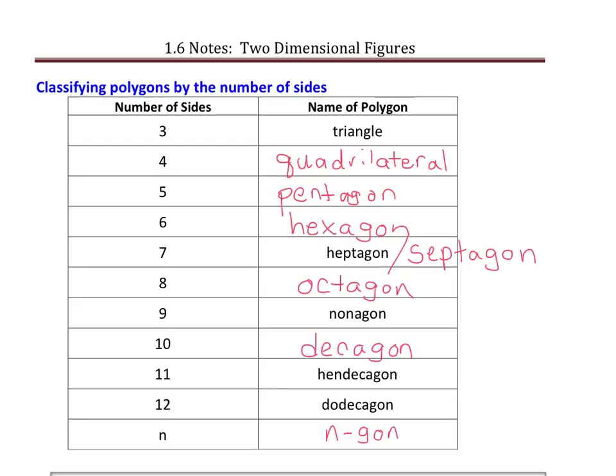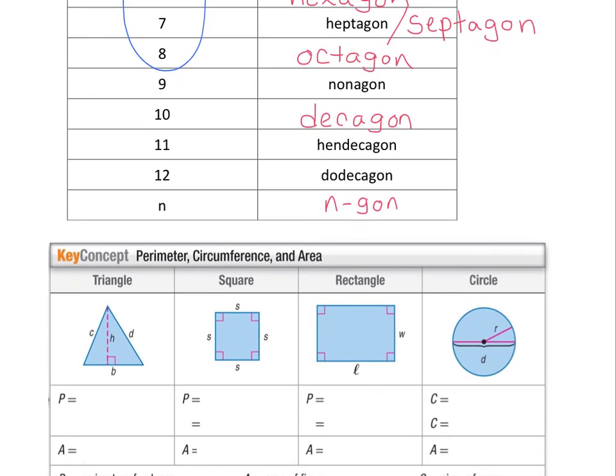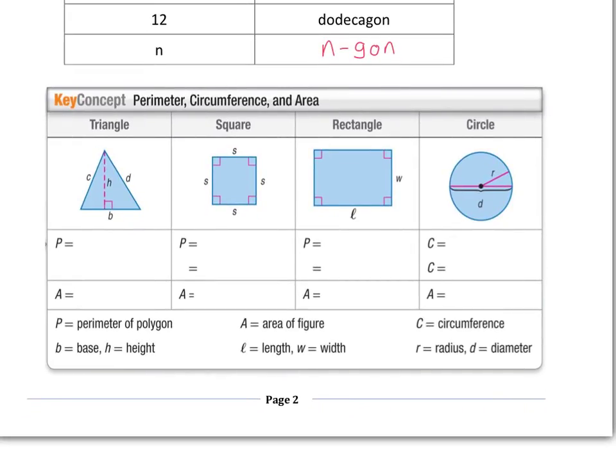And it's not really necessary to memorize some of these. I would say you really should, though, know the names of 3-sided all the way up to, let's say, 8. So this part, I think it's pretty important that you know these. Probably less important that you particularly memorize that. All right, here comes the review part.